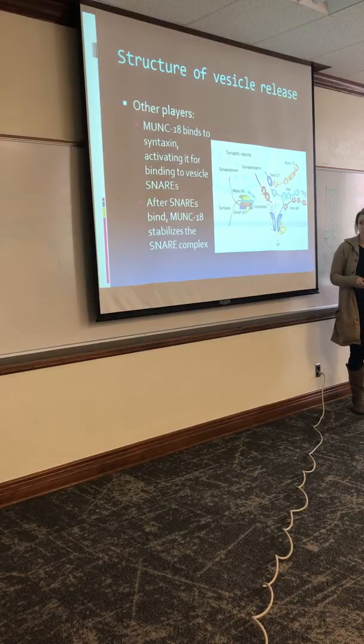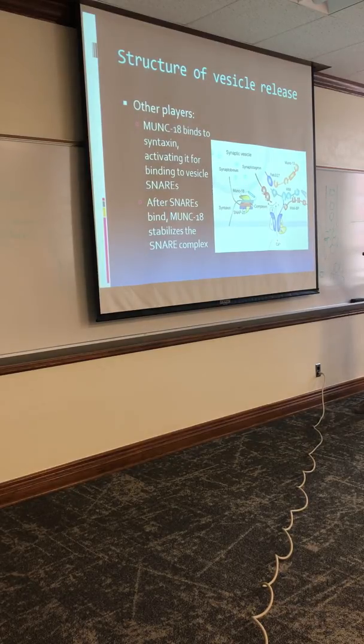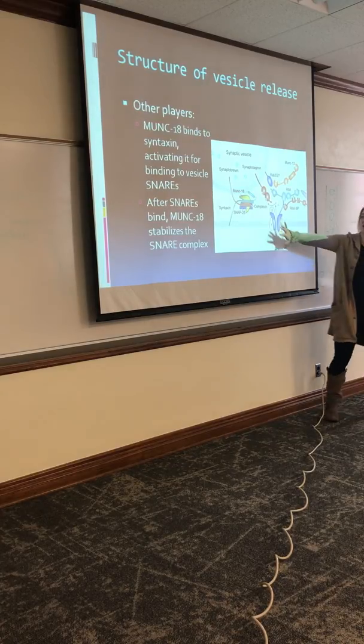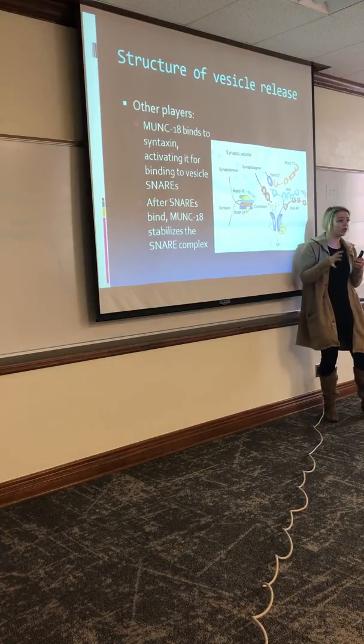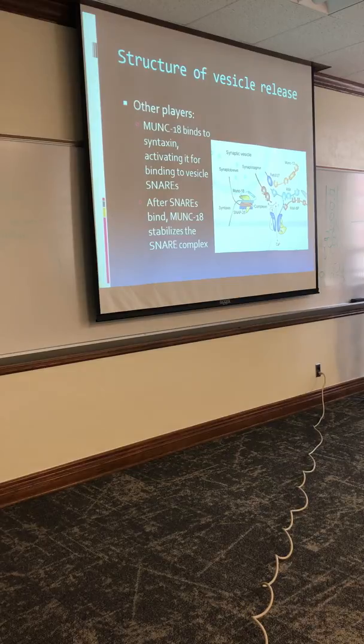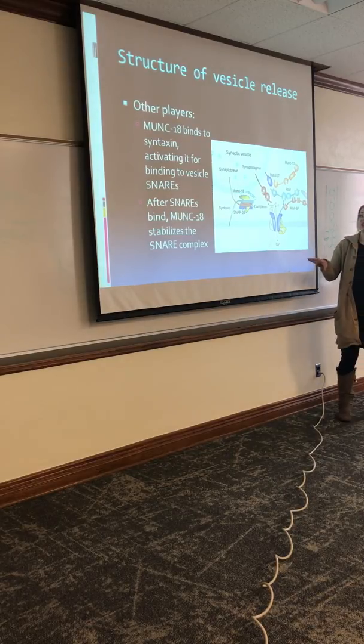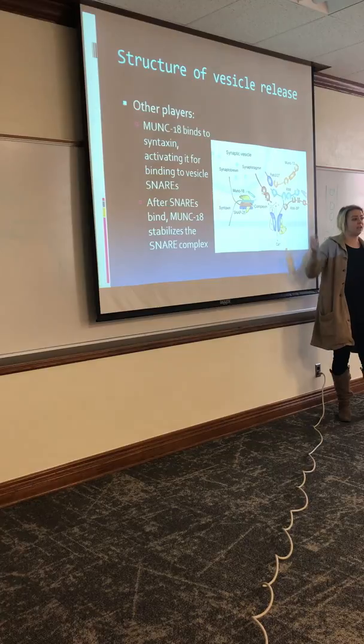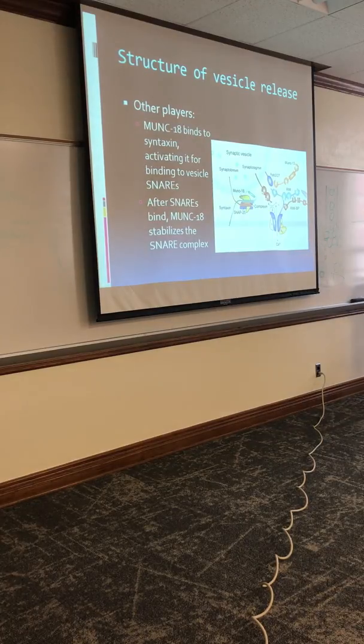and keep it from detaching. And so MUNC18 you will also see will on occasion bind to syntaxin, and by binding to syntaxin, it actually makes it more likely for syntaxin to bind to your V snares. So in general, MUNC18 both helps make this complex form together by making syntaxin more ready to bind, you might say. And then it keeps it in the right position by sort of pinning through the middle. Right. Make sense?